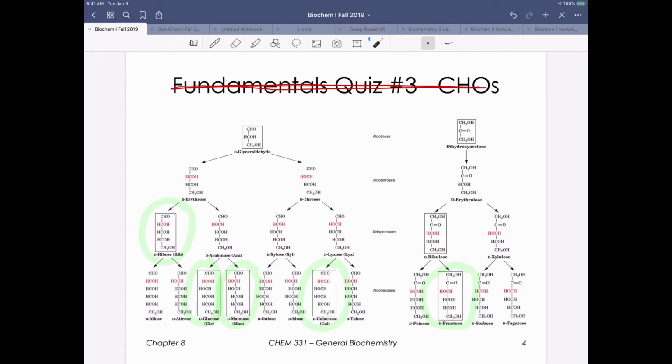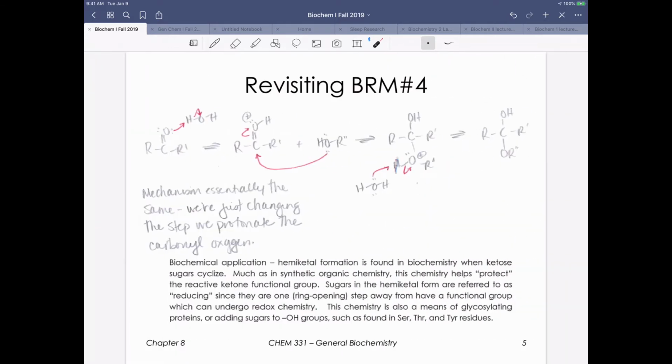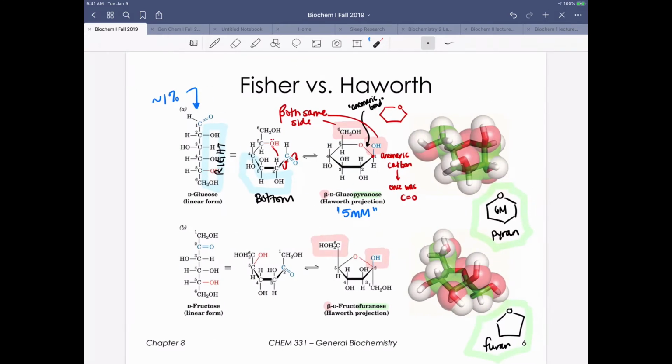But you're not going to be asked to draw a structure of a carbohydrate in a linear form. You're going to be asked to draw it in a cyclic form, and we're going to get to that in another slide here. Remembering cyclization chemistry is really the reaction of alcohols with carbonyl-containing functional groups like aldehydes and ketones to generate hemiacetals and hemiketals. When we cyclize sugars, we generate what are called Haworth projections.